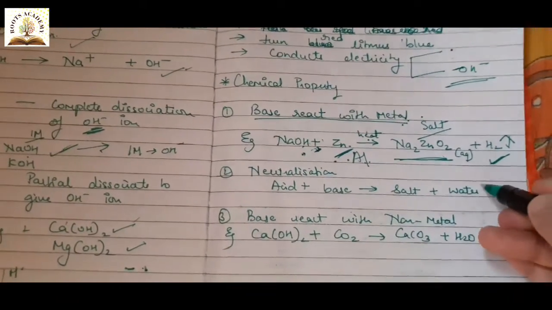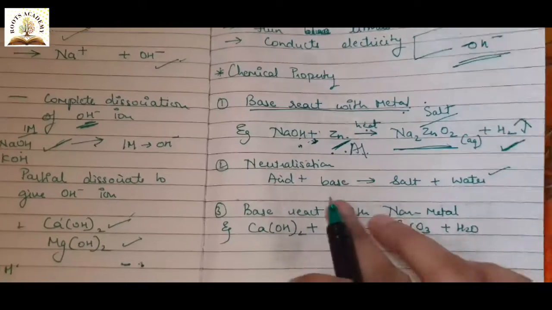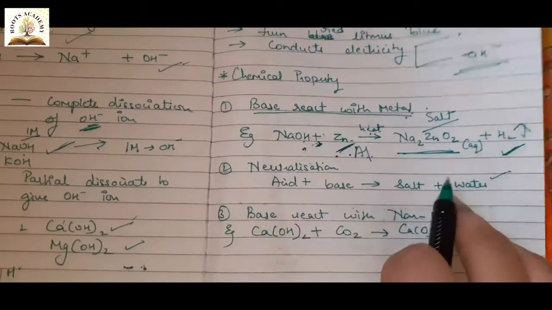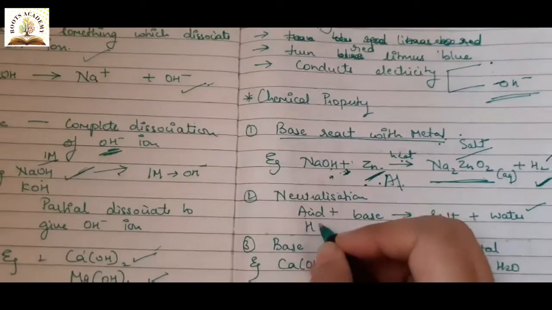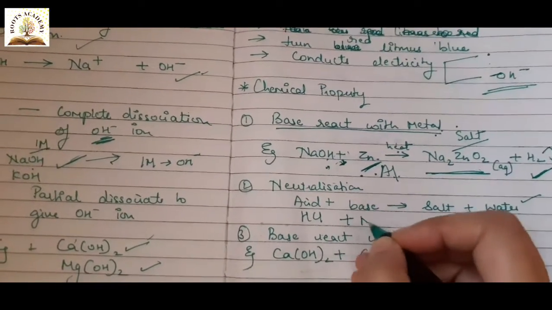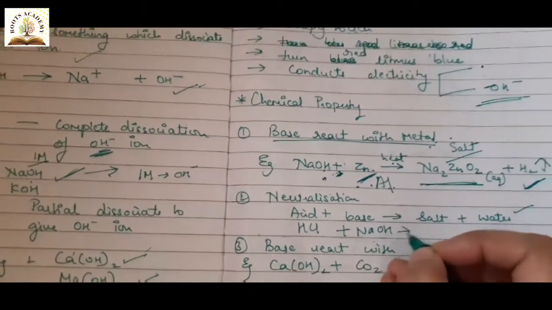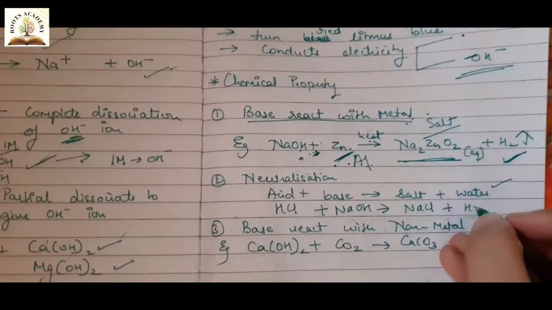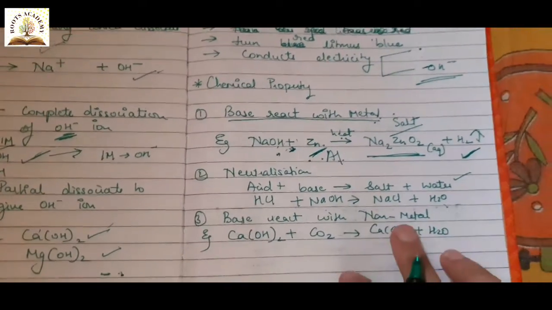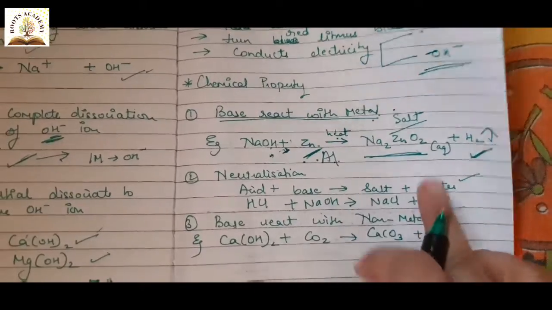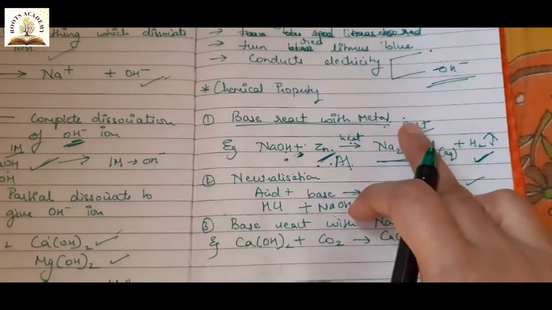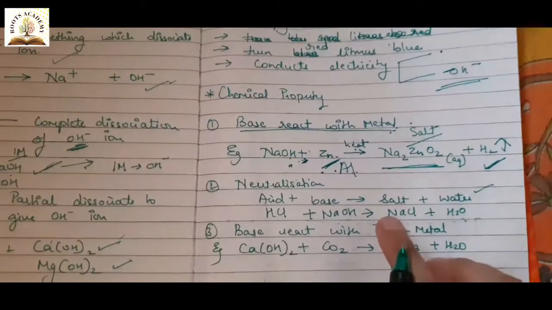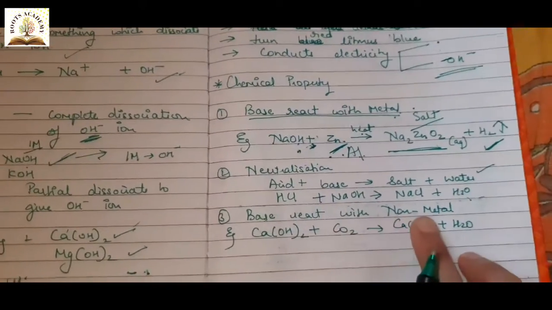The second chemical property of bases is neutralization. You already learned in your previous class that when an acid and a base react, they form a salt and water. For example, HCl is an acid, and sodium hydroxide is a base. They react to give NaCl, which is a salt, and water. So this reaction is a neutralization reaction. You can write this as well. So two chemical properties are done: a base reacts with a metal to give hydrogen gas, and neutralization.